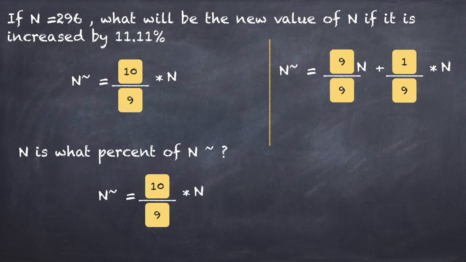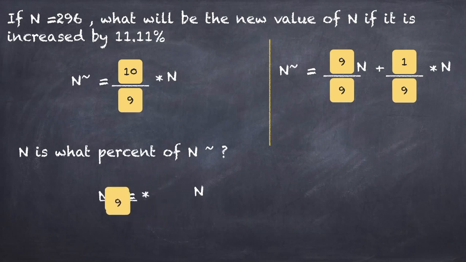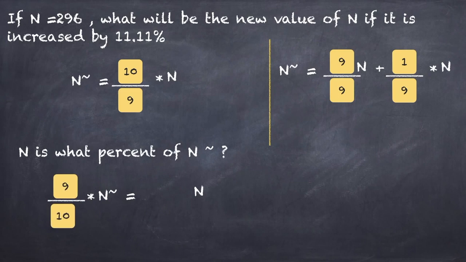Let's try one more example. N is equal to 296. We're not really interested in the value. Let's say n was increased by 11.11% to get to n dash. And the question is, n is what percent of n dash? Okay. I know from the first part of the question that n dash is 10 by 9 of n. All I have to do is flip the multiplying factor and I get n is equal to 9 by 10 of n dash. 1 by 10 is 10%, so 9 by 10 would be 90%. So n is 90% of n dash.